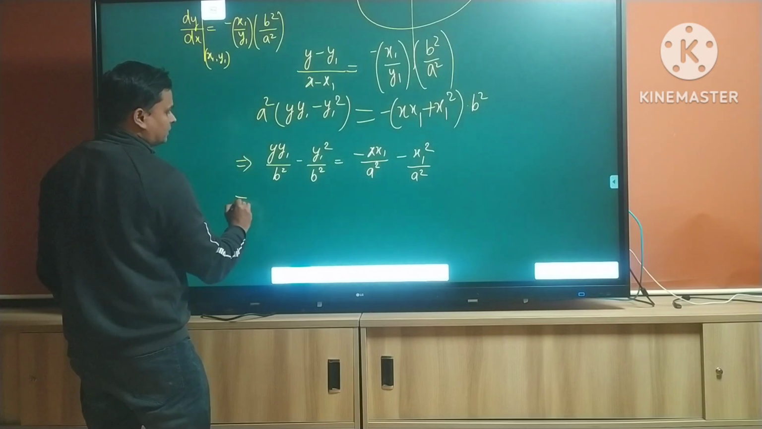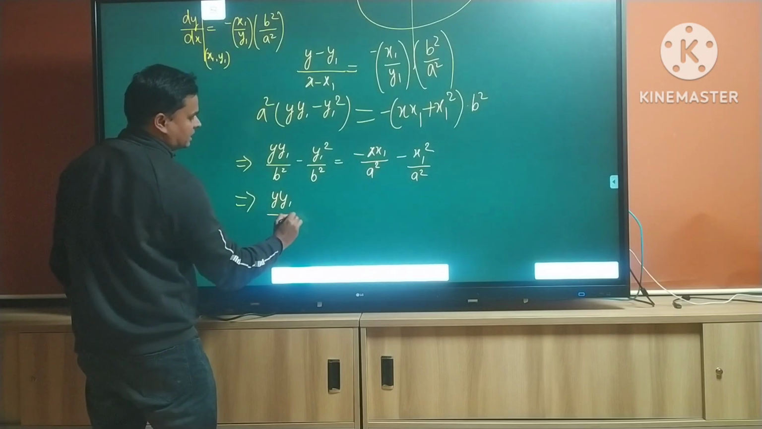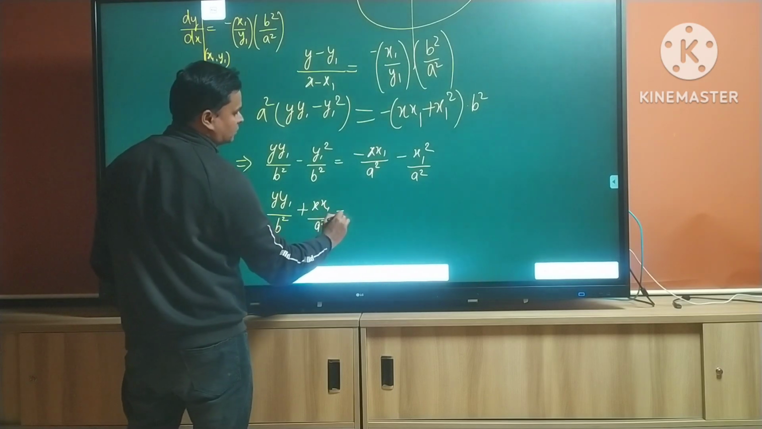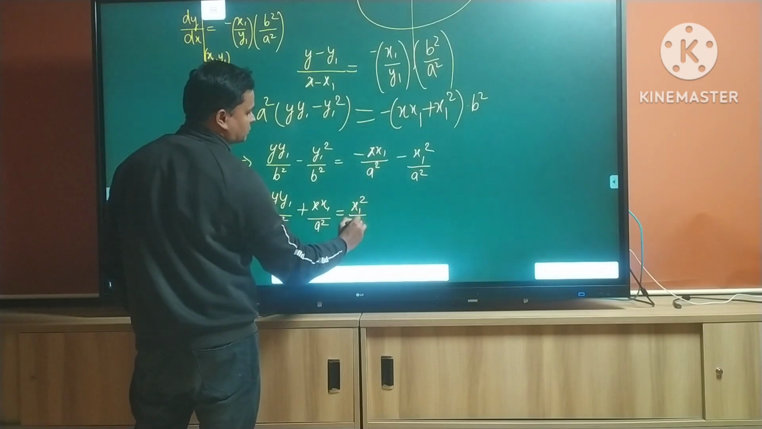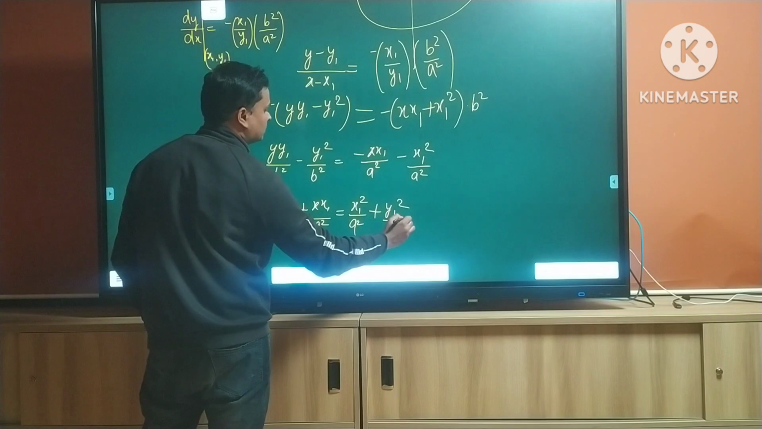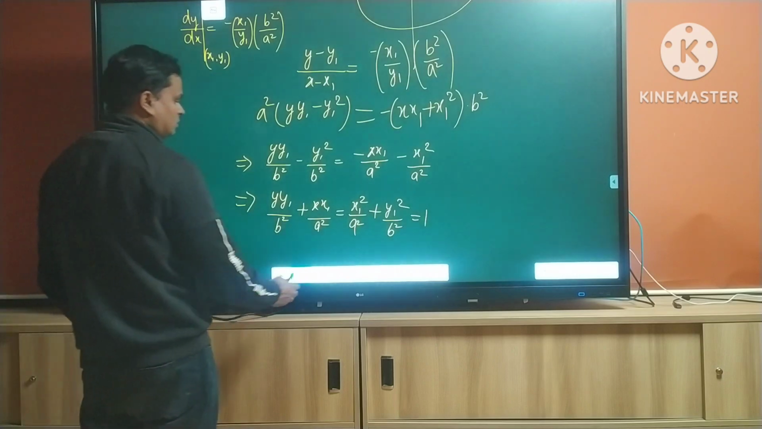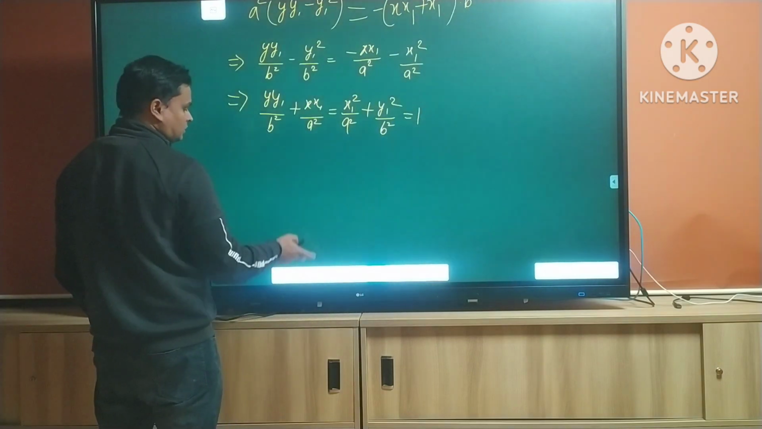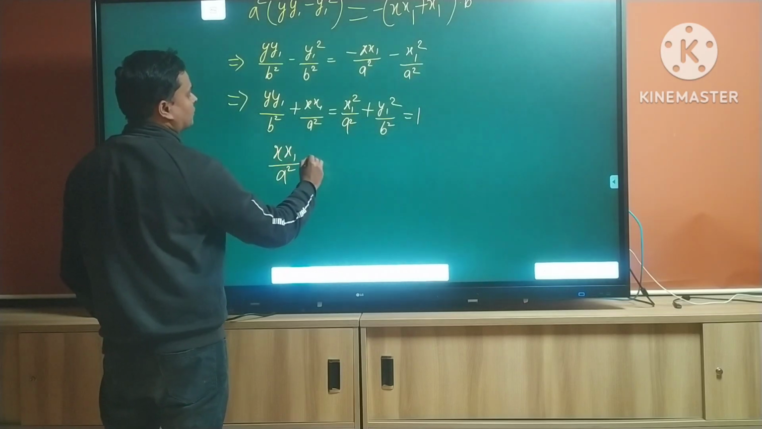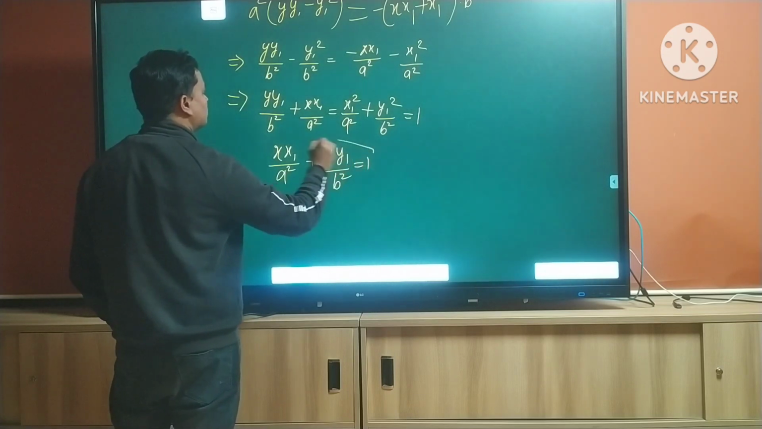This can be written further like y1 by b square plus x1 by a square, and that is equal to x1 square by a square plus y1 square by b square, and that is nothing but equal to 1. Why? Because x1 and y1 lie on the ellipse. So the final equation that you are getting for the tangent is nothing but x1 by a square plus y1 by b square is equal to 1. This proves the first equation of tangent to the ellipse.